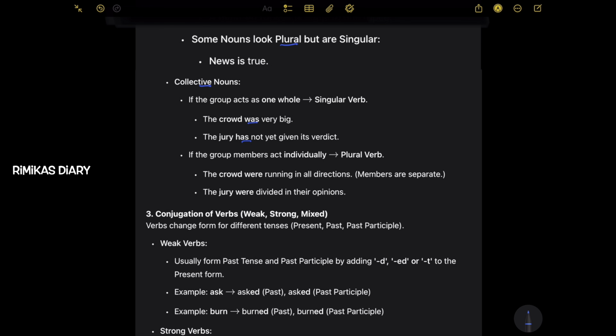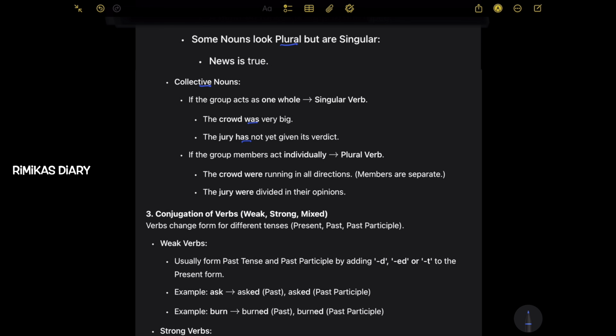Next, common confusions and errors. So we're going to be seeing some common confusions and errors. Now let's go over them. First one, verbs often confused. We're going to be seeing some verbs that you often get confused. Some verbs sound or look similar but have different meanings or uses.